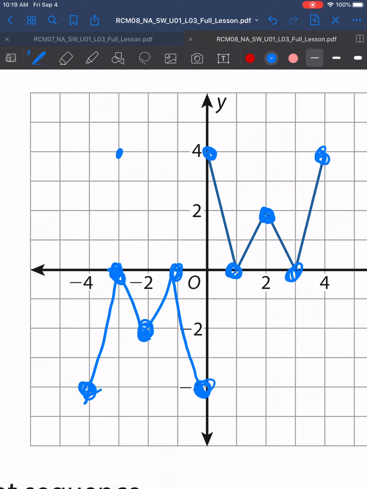1, 2, 3, 4. Ooh, I'm gonna use a new color. 1, 2, 3, 4. 1, 2, 3, 4. Okay.